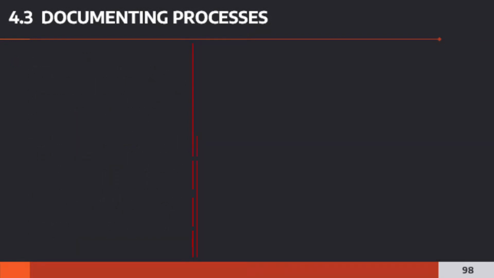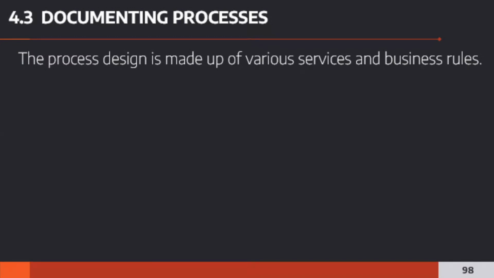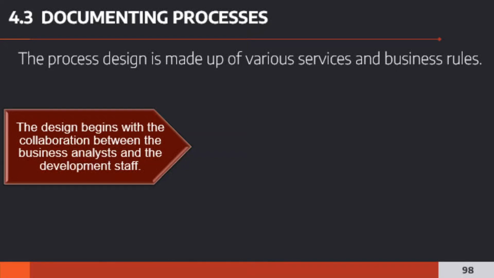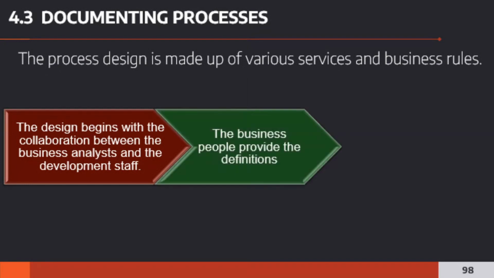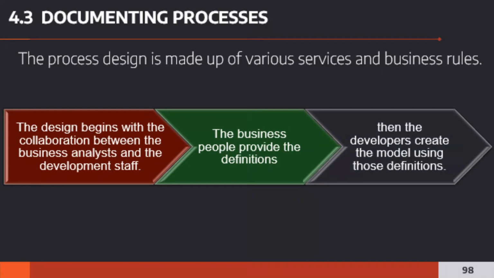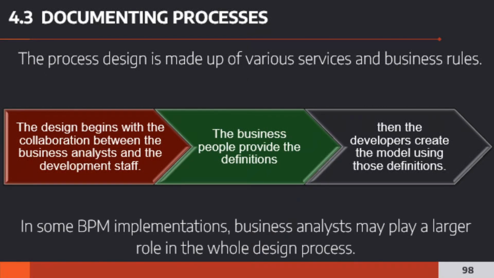So the process design is made up of various services and business rules. What are these? The design begins with a collaboration between business analysts and development staff, right? And then the business people provide the definition. And the third one, the developers create the model using those definitions. Now, in some BPM implementations, business analysts may play a larger role in the whole design process. So you are now in the design stage.